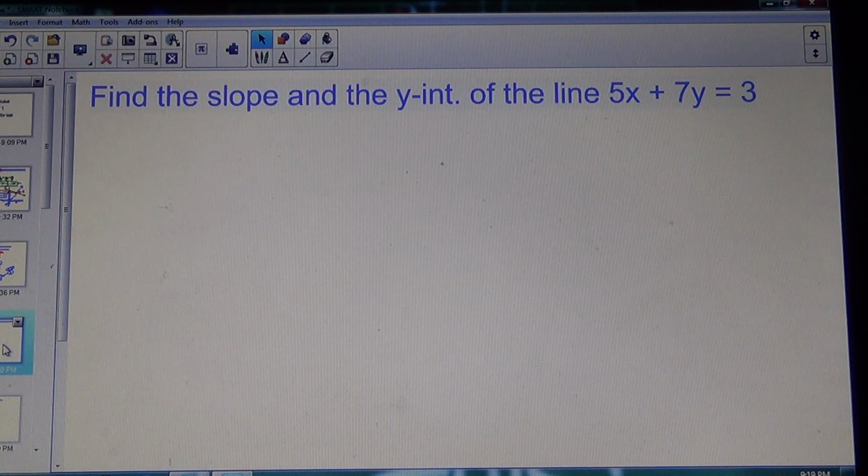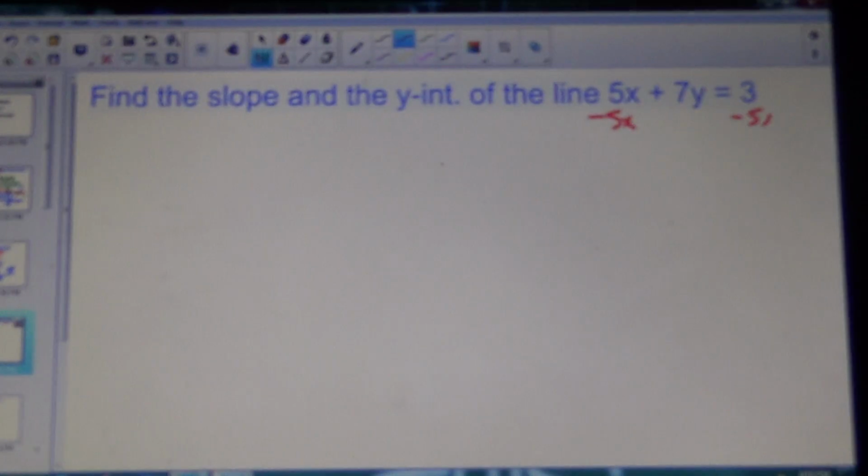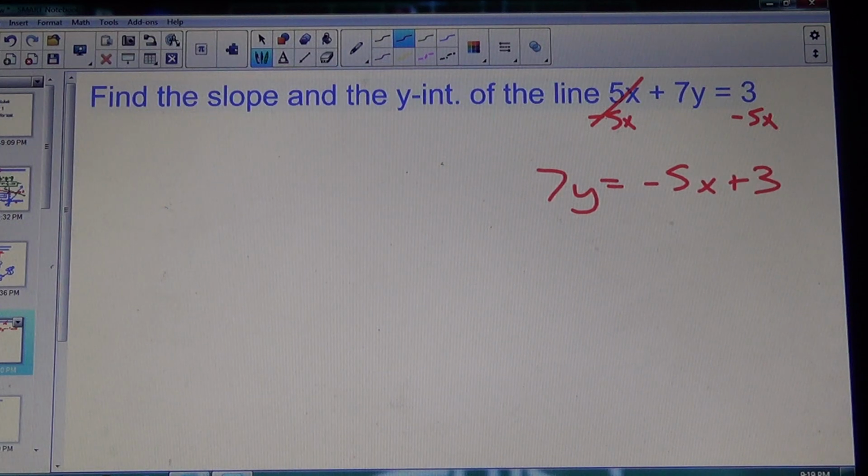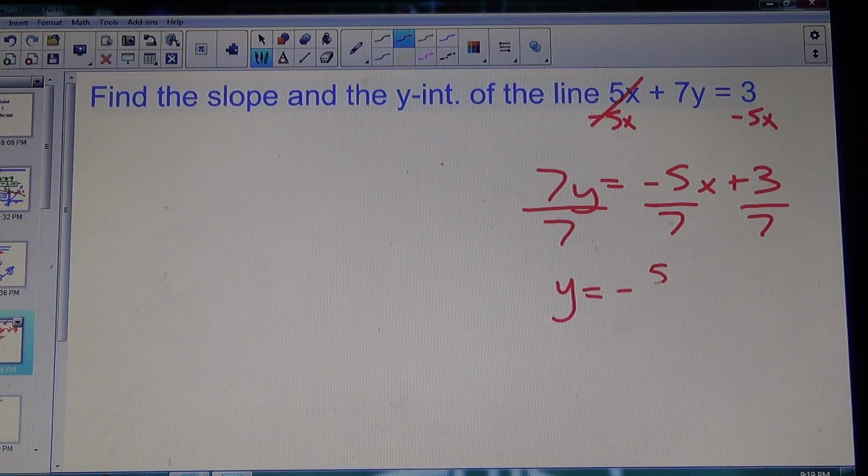Find the slope and the y-intercept of the equation of a line. Again, it's the equation of a line. To find those important things, how do you graph stuff? You get what letter by itself? We get y by itself, correct? So minus 5x, minus 5x. 7y equals a negative 5x plus 3. Last step is divide by 7. So I would end up with y equals negative 5 over 7x plus 3 over 7.